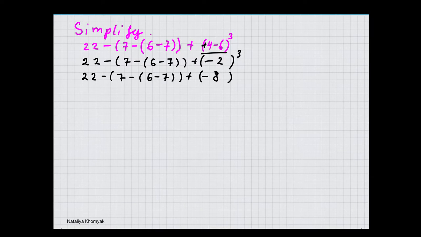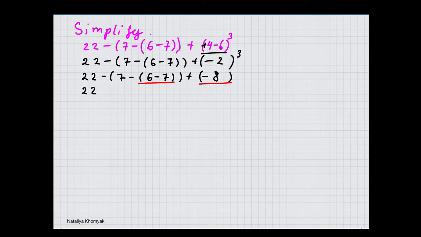Now we start simplifying parentheses that close on themselves. So we have the innermost parenthesis, which contains 6 minus 7, and the last parenthesis that is negative 8. What you want to do is keep everything else as is, just to avoid losing a sign.